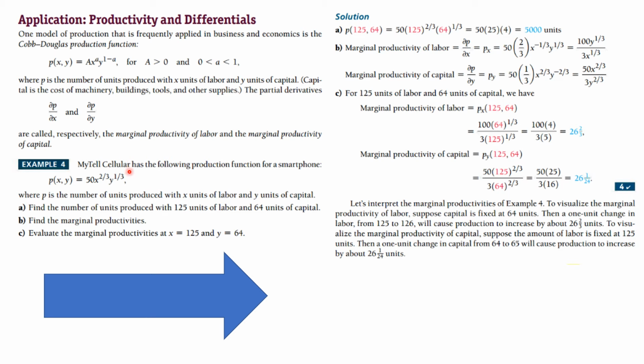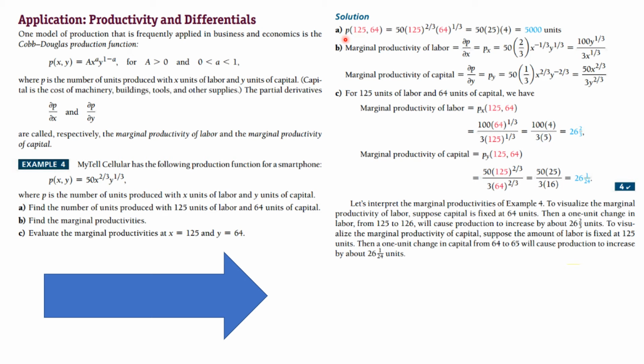So you have this cellular company that has this as their production function for a smartphone. So P is the number of units produced with X units of labor and Y units of capital. So here we're supposed to find the number of units produced with 125 units of labor and 64 units of capital. You just substitute these in. Now you should make sure that you can substitute those in, because if I ask you a question like this, you want to be able to answer it.